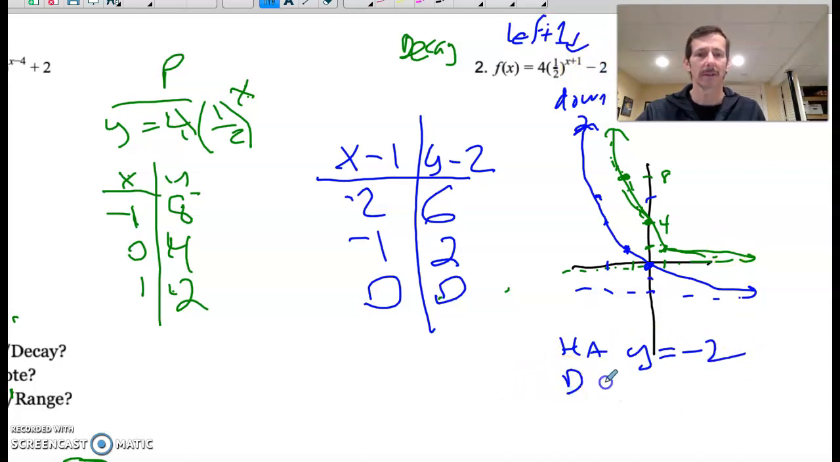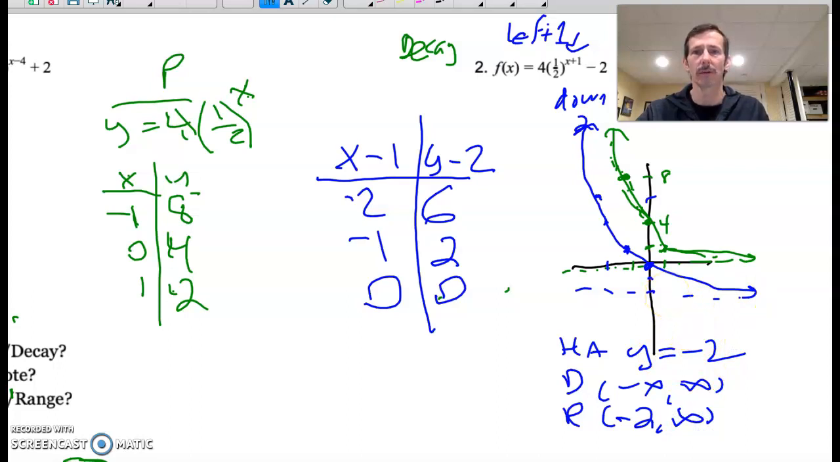My domain, as we discussed, is -infinity to infinity. It goes forever left to right. And my range, again, this one didn't get flipped. There's no negative out in front. If there had been a negative here, this guy would be upside down. It's not, so it starts at my horizontal asymptote of -2 and goes up forever. So this guy is pretty important.